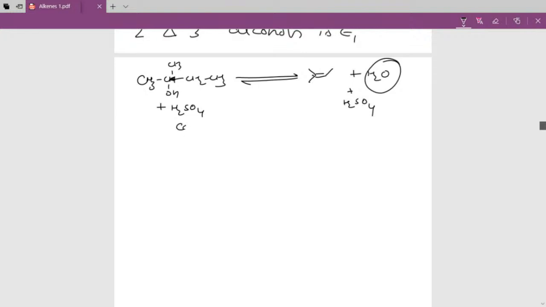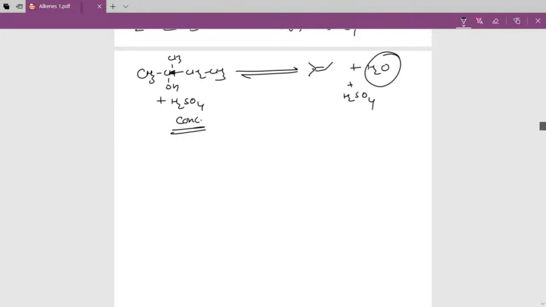So this should be concentrated H2SO4. If you want to add water to alkene, you need a dilute H2SO4. The reason is Le Chatelier's principle, Le Chatelier conditions. Following Le Chatelier, this is how all of this will work. Okay, is that clear? We can use only concentrated H2SO4 or H3PO4.